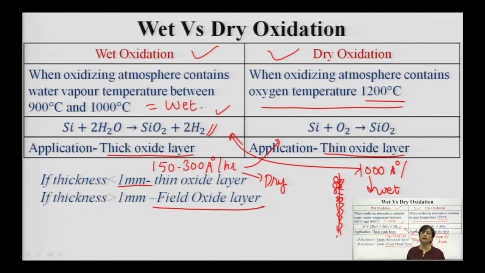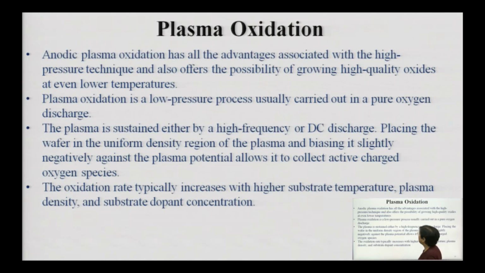Both are equally popular in case of IC fabrication, both are being used predominantly. There are some additional methods also. One of the methods is anodic plasma oxidation. It has all the advantages associated with the high pressure technique, and it also offers the possibility of growing high quality oxide layers even at low temperatures.